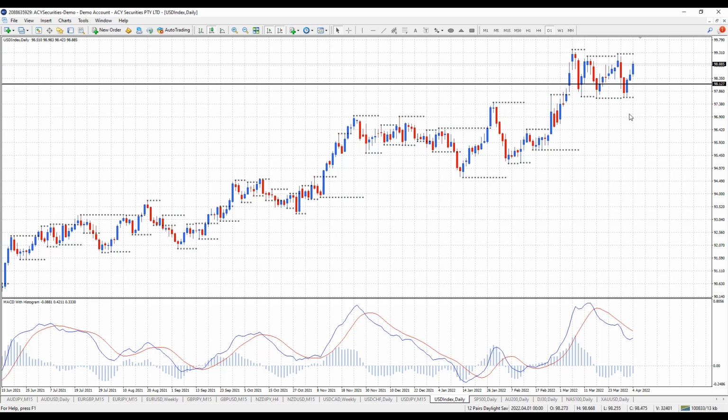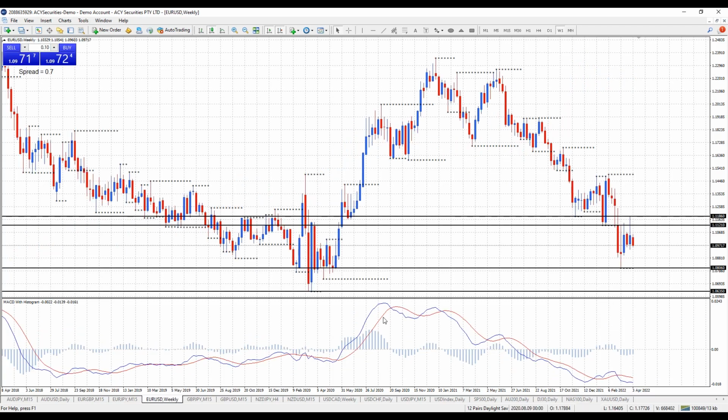So if this continues up, generally speaking, pairs to the US dollar should be moving down, and we're going to be looking at the euro US dollar now. So bear in mind what this is doing. This is rather consolidatory to slightly up. To the euro US dollar, let's get to the weekly chart.